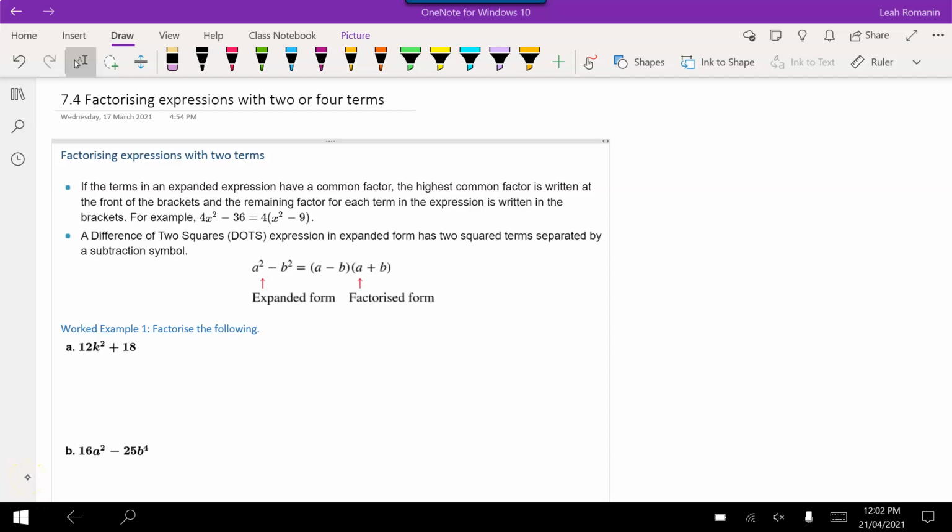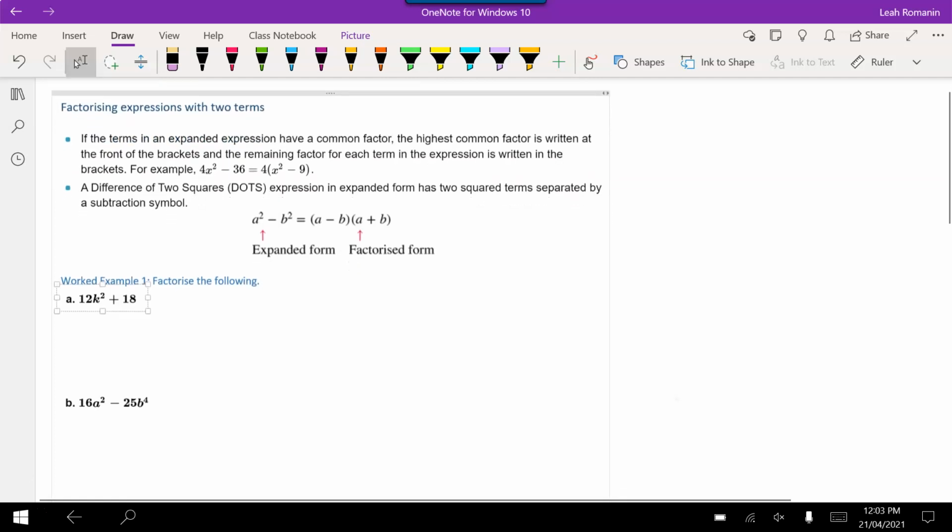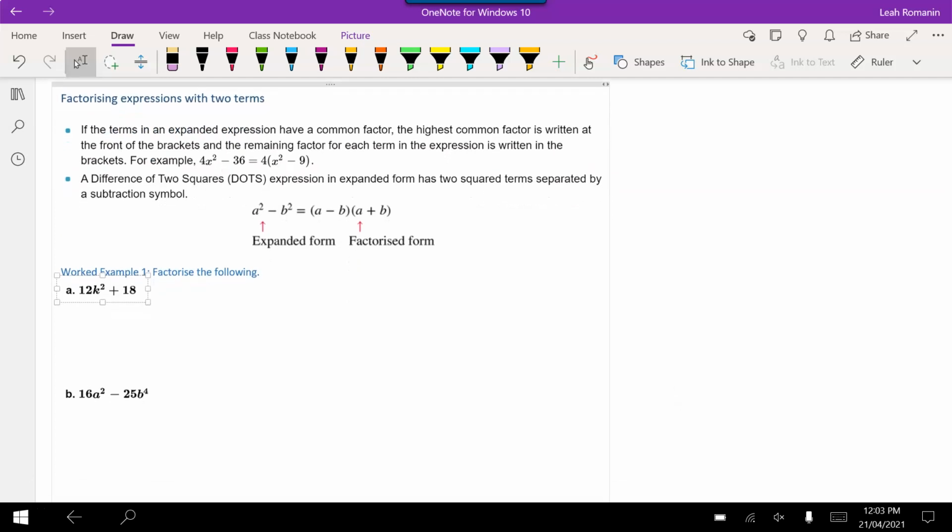Hi everyone, so today we're doing 7.4, factorising expressions with 2 or 4 terms. Looking first at factorising expressions with 2 terms, if the terms are in an expanded expression, so no brackets, and they have a common factor, the highest common factor is written at the front, and then the remaining factor is left inside the bracket.